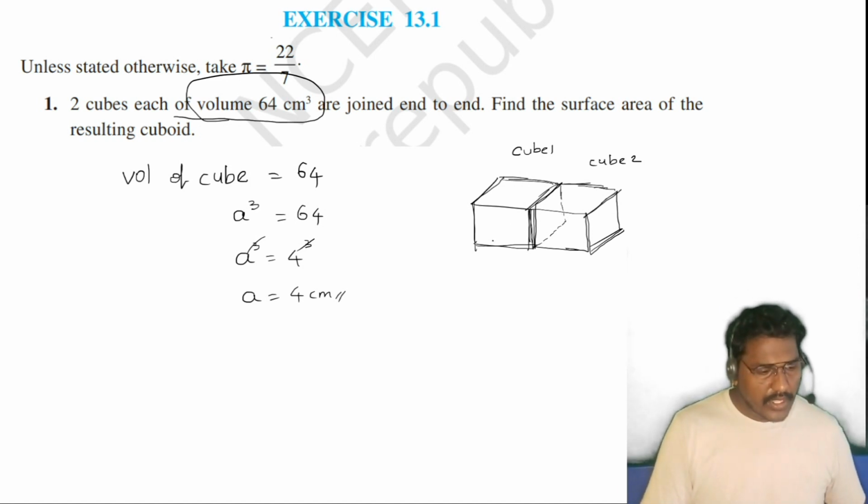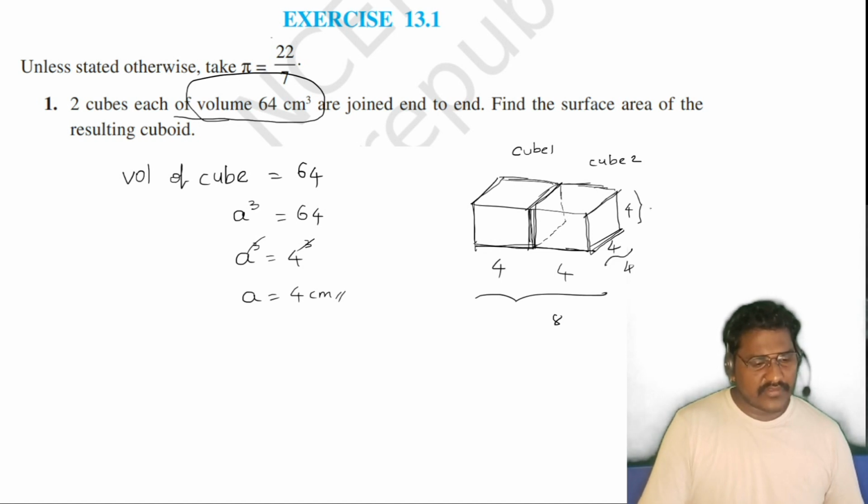Now this will be 4, and breadth is also 4 and this height is also 4. So 4 plus 4 is 8 and this is 4 and this is 4. So length is equal to 8, breadth is equal to 4 and height is equal to 4.